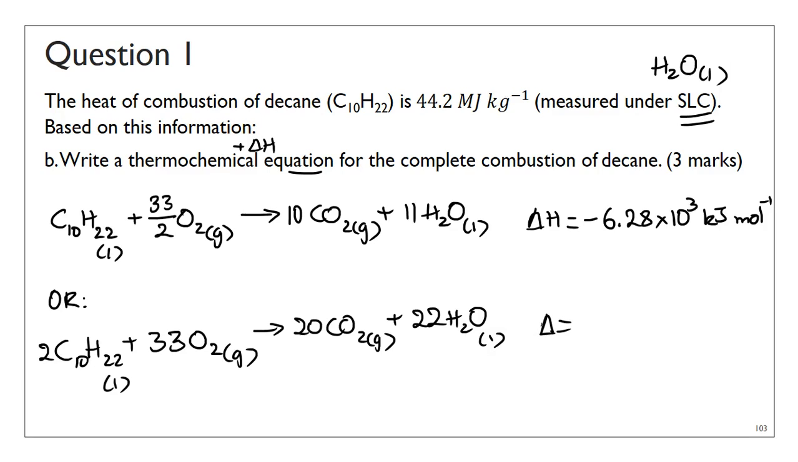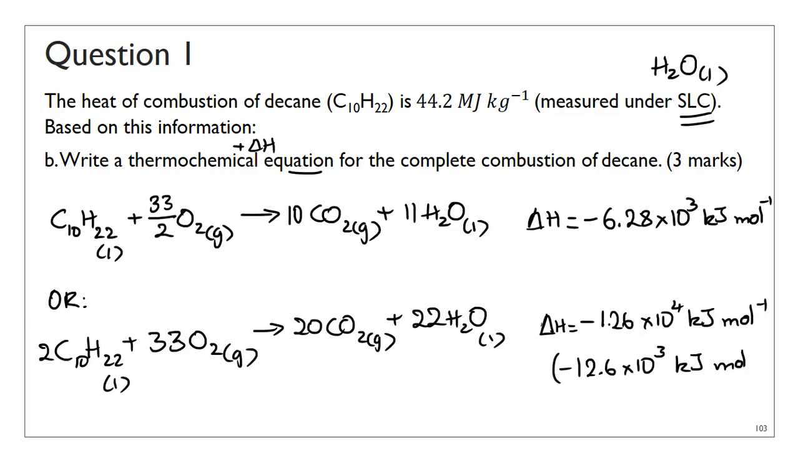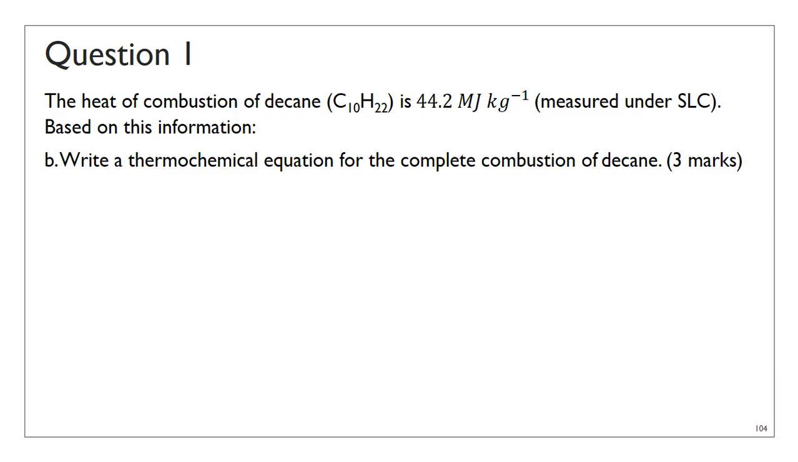So if you want to go with the second option, then the delta H value will be negative 1.26 times 10 to the 4 kilojoules. So this is correct scientific notation. If you write it as negative 12.6 times 10 to the 3, I think it's fine, because scientific notation is technically not required. Okay, so just make sure that if you change the coefficient of the fuel, if the coefficient is not 1, then you can't just use the molar heat of combustion. You would have to use a multiple of that. So that's part B. Let's hope we didn't make a calculation error. Let's move on to part C.